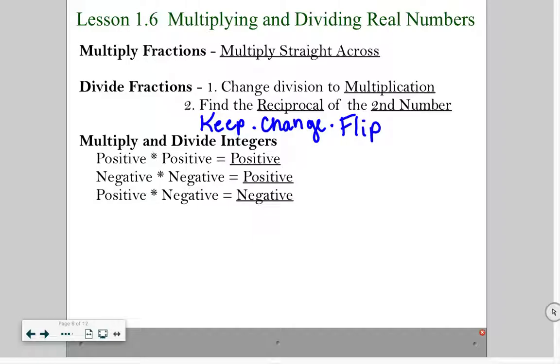Whether you are multiplying or dividing integers, positive times positive will always result in a positive answer. A negative times a negative will also result in a positive. The only time you get a negative answer is when one is positive and one is negative. Or if you have an odd number of negatives being multiplied together, your answer will be negative. Questions so far?